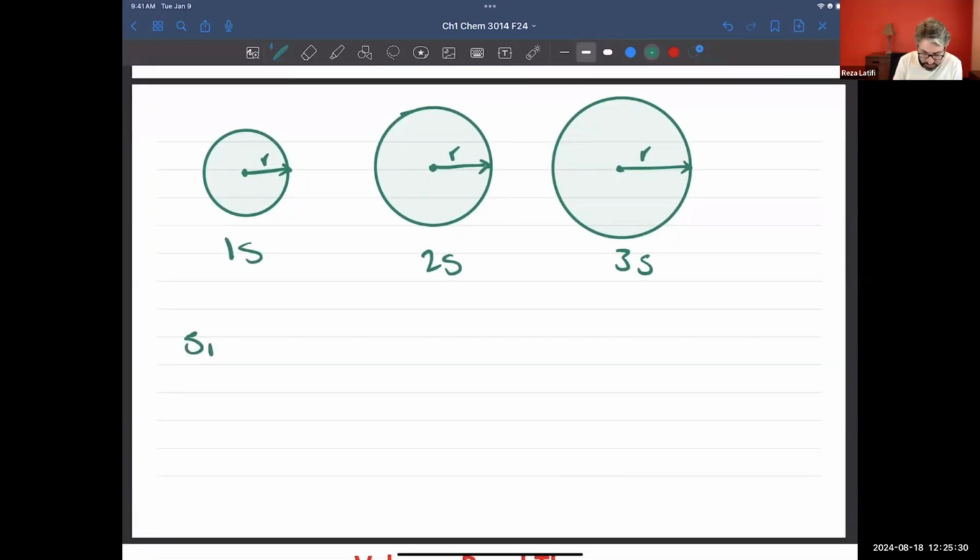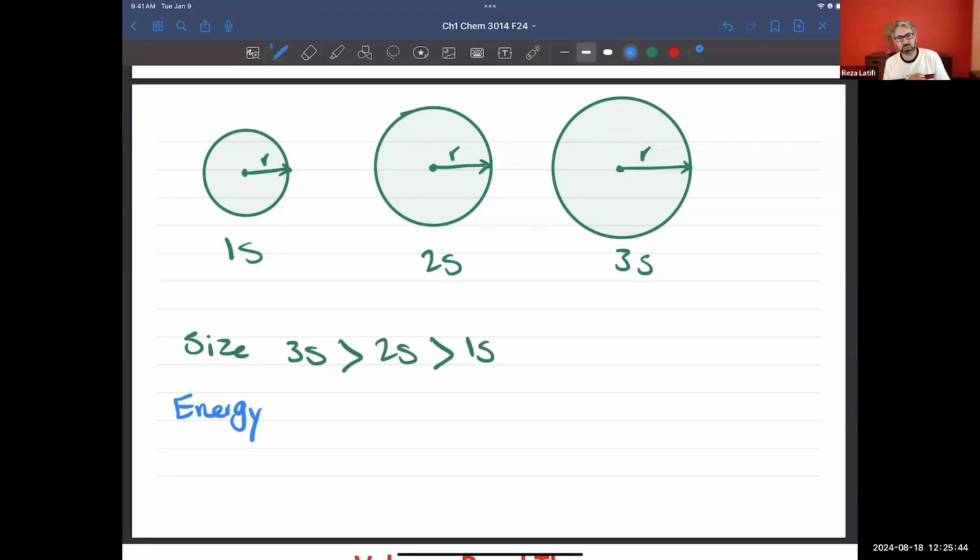So the 3s orbital is bigger than the 2s orbital, and bigger than the 1s orbital. How about the energy? As you get far from the nucleus, the energy of that orbital will go up, or the energy of an electron sitting inside the 3s orbital will go up. So the energy of an electron in the 3s orbital is going to be higher than that of an electron sitting in 2s and one sitting in the 1s orbital.